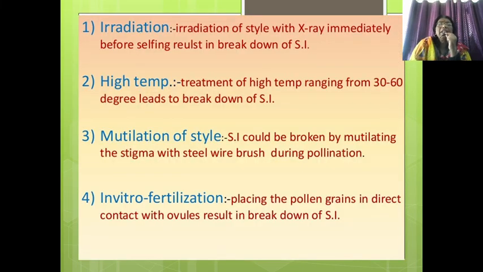Then eradication of the style with X-ray immediately before selfing results in a breakdown of self-incompatibility. High temperature, that is treatment with a high temperature ranging from 30 to 60 degrees centigrade, leads to breakdown of self-incompatibility. Then mutilation of styles means SI could be broken by mutilating the stigma with a steel wire brush during pollination. In vitro fertilization means placing the pollen grains in direct contact with ovules results in a breakdown of self-incompatibility.